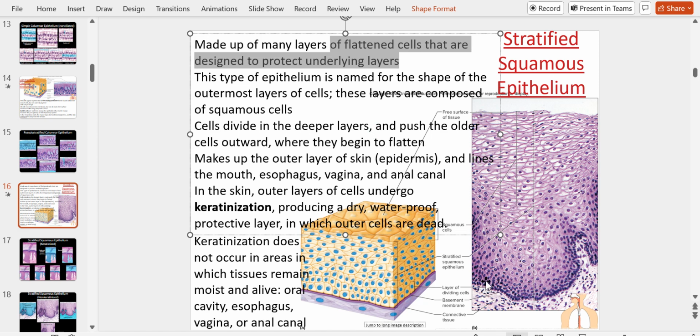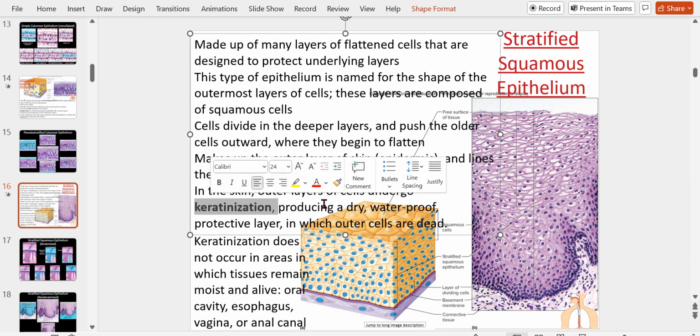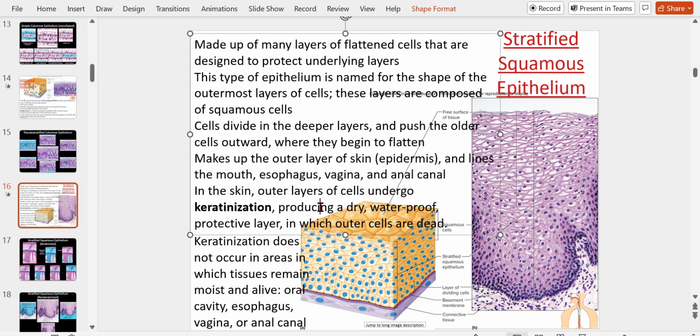And you'll see there that there's your basement membrane, and these cells emanate from here, okay? And as new cells are being made underneath, these older cells get pushed up and pushed up. Eventually they all get keratinized, which just means they get hardened, okay, producing a dry, waterproof protective layer in which the outer cells are dead. Keratinization does not occur in areas in which tissue remains moist and alive, okay, like the oral cavity, esophagus, vagina, or anal canal, okay.